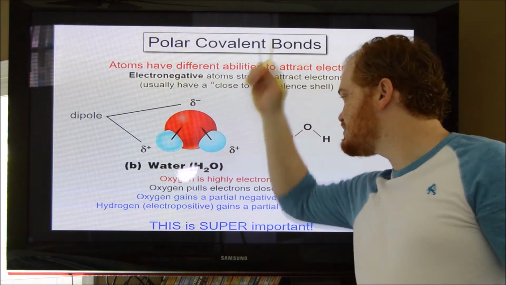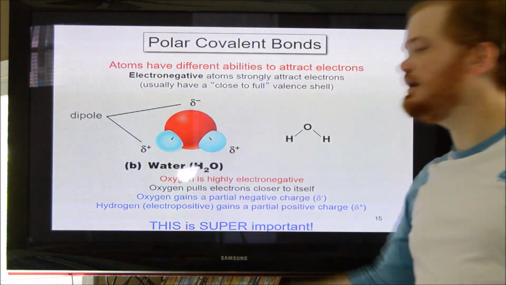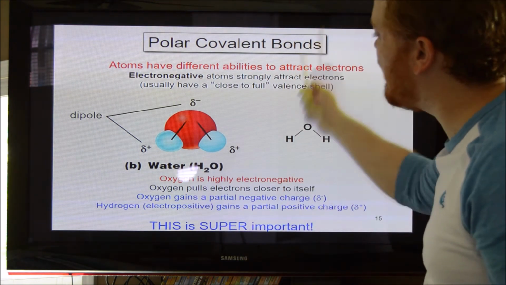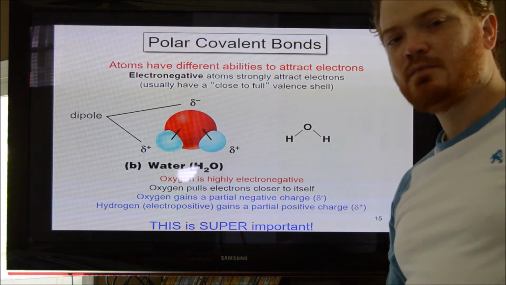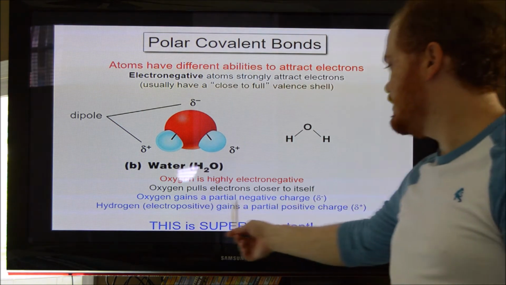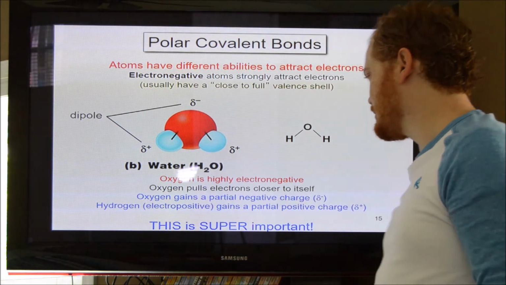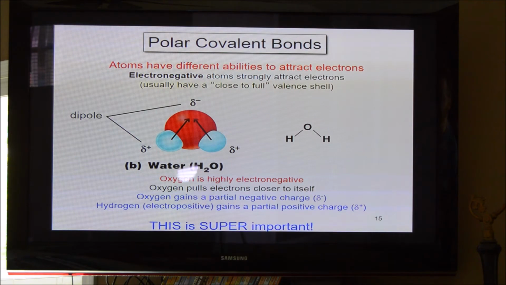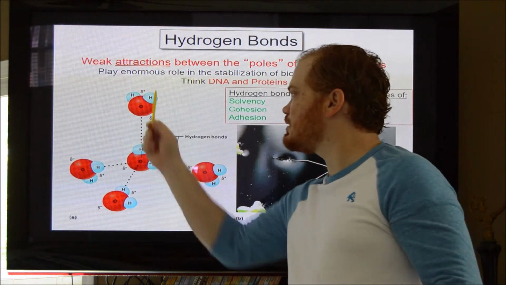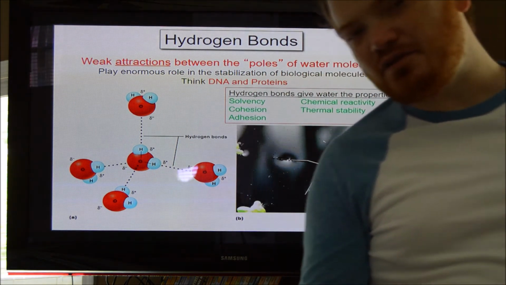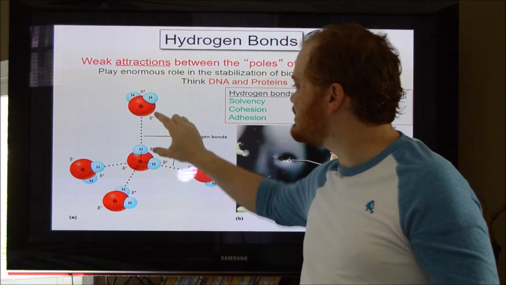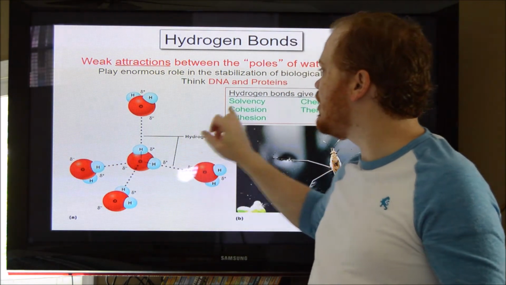And because the whole thing displays a bit of a charge variation, that gives polar covalently bonded molecules some unique properties. This, folks, is super important. Those unique properties involve the concept of hydrogen bonds. Because each of these water molecules are polar covalently bonded, they attract one another. They display a weak attraction. These weak attractions are called hydrogen bonds.